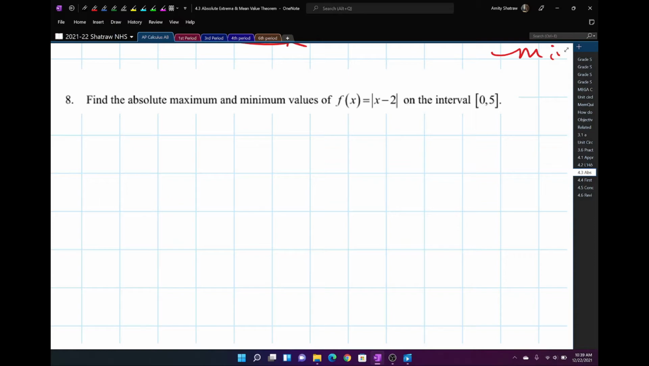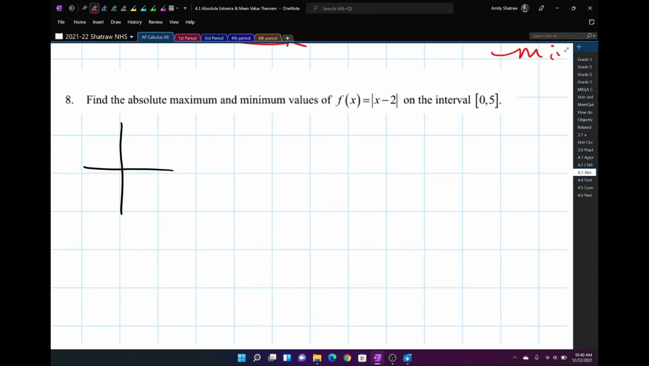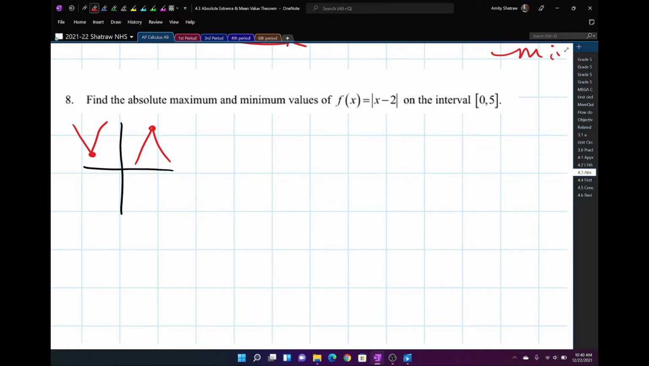But I will mention that you can go to YouTube. There's lots of people who have already made videos on how to find the derivative of an absolute value function, and they'll walk you through it. For me, I'm going to say that I do know the shape of absolute value graphs. So here's a little XY table. Absolute value graphs are V-shaped graphs, and so there is either going to be a maximum or a minimum, and that is definitely going to happen at a vertex.